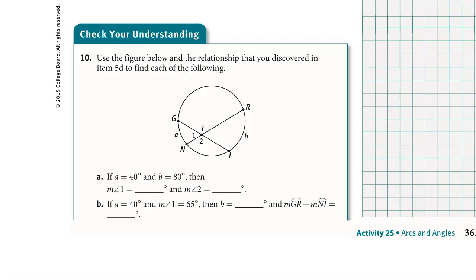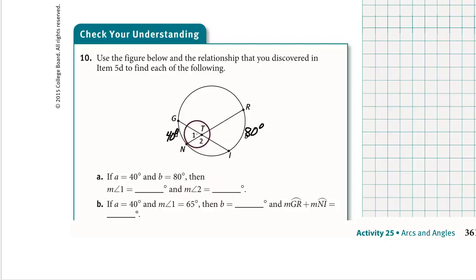Let's jump ahead to the check your understanding questions and try number 10. Use the figure below and our theorem from today to find out the following. Question A, if lowercase a is 40 degrees, let's label that, and lowercase b is 80 degrees, let's label that, then what's the measure of angle 1 and what's the measure of angle 2?